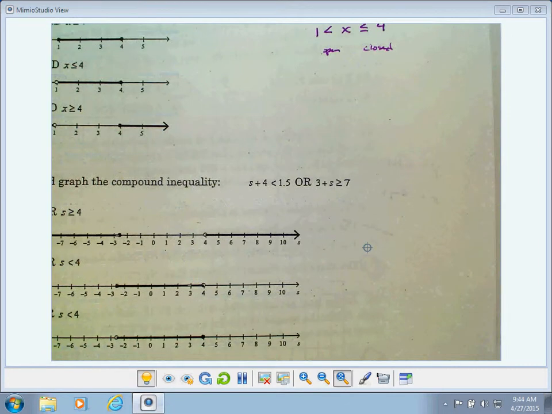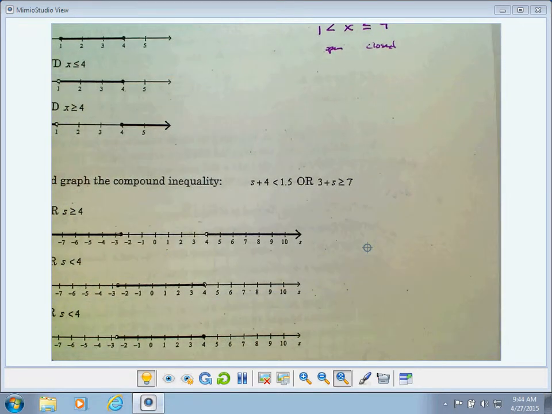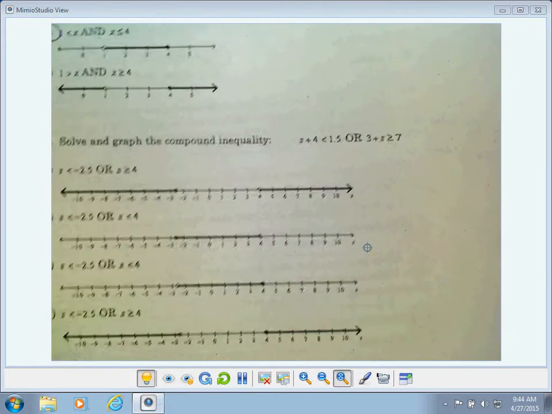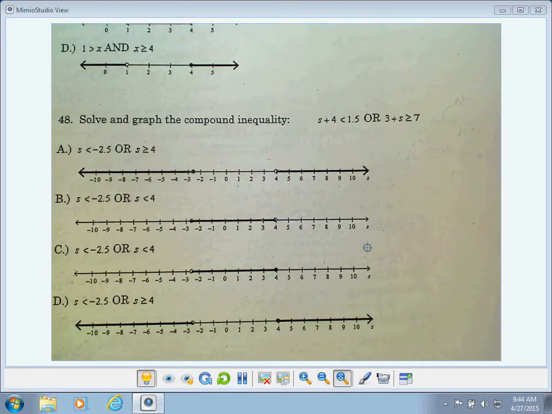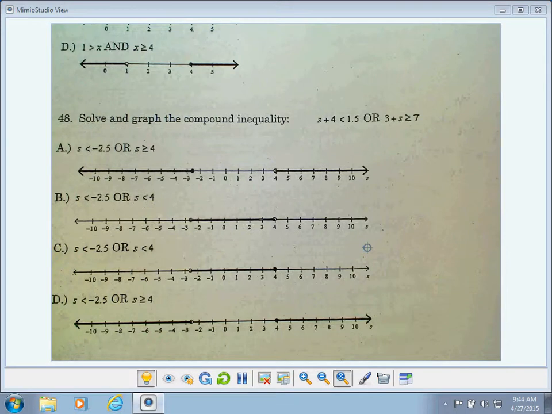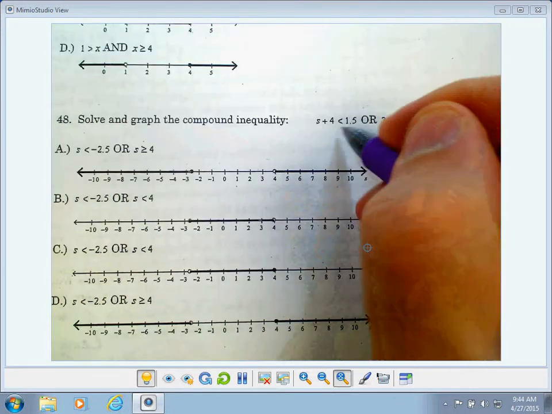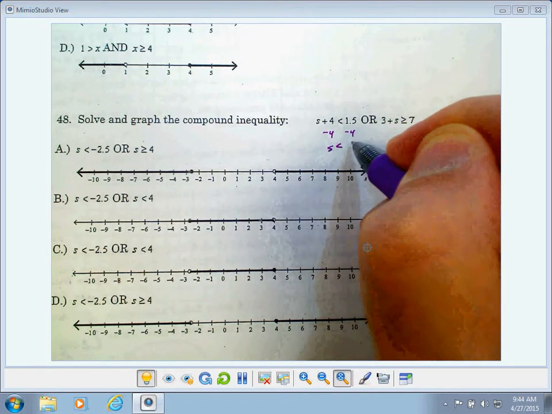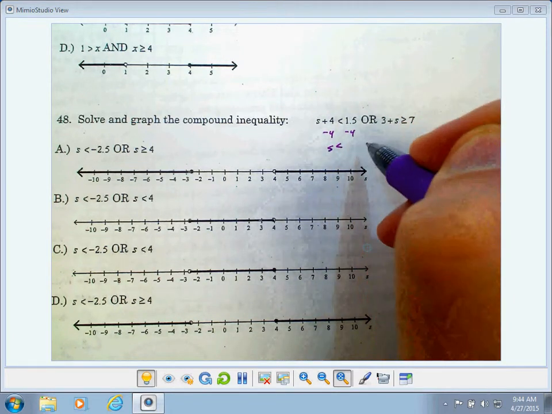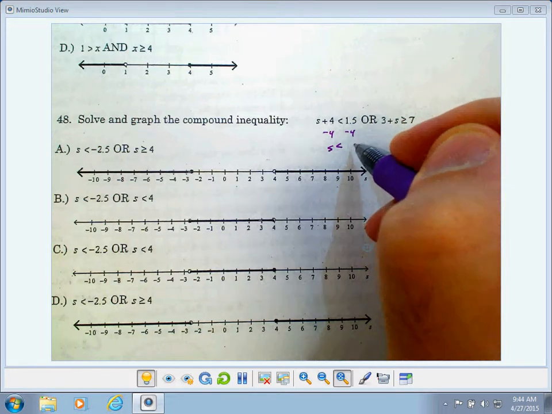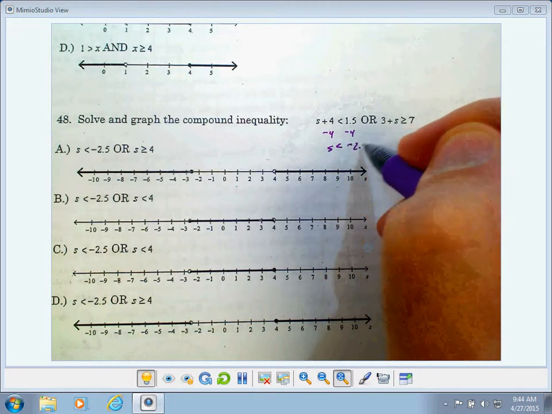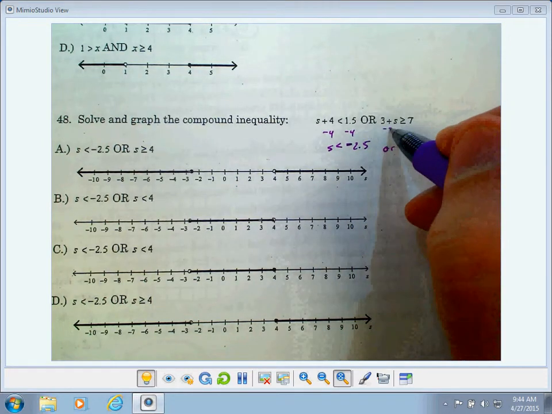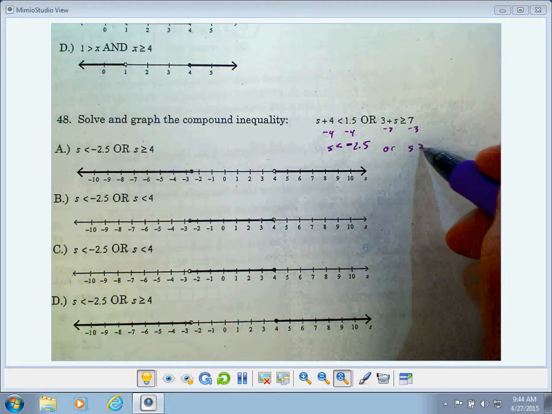Number 48, solve the compound inequality. This one actually has an or in it, so we should expect that the inequality shading should go off in opposite directions. So I'm thinking we could probably eliminate B and C, but let's just make sure. Alright, the first one, I'm going to subtract 4 from this one. That's going to say S is less than, well, let's see, negative 2.5. Or, now I'm going to subtract 3. S is greater than or equal to 4.